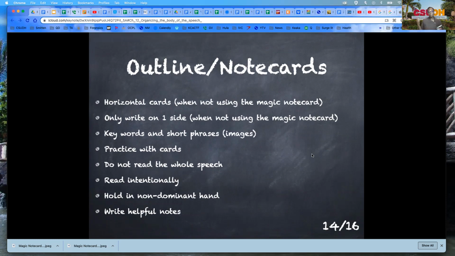Always practice with your cards. Remember when we talked about how to practice as close to the real situation as possible. So if I'm gonna be using cards in my speech, I'm gonna practice with my cards. It really helps. When you do read from your cards, make it really clear that you are reading intentionally because your audience should know that that's on purpose, right? So when I read from my magic note cards, you will see it in the video. When I give you the video, you'll see me read, it's intentional.